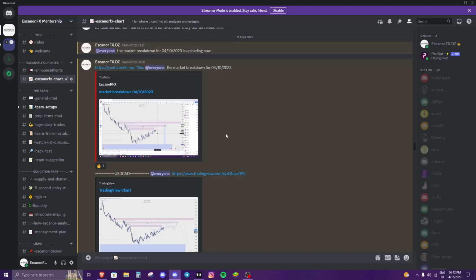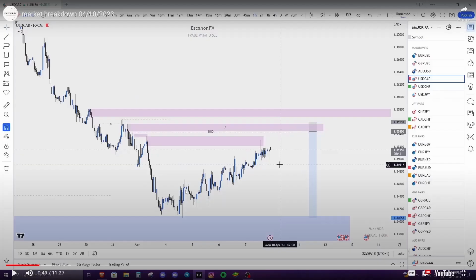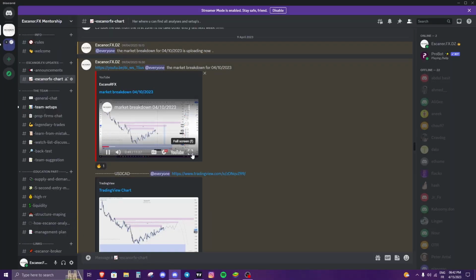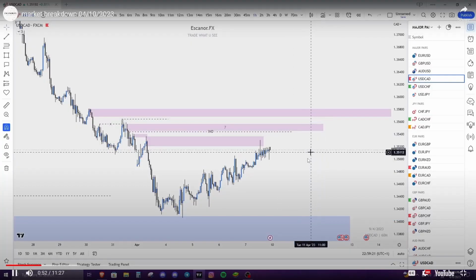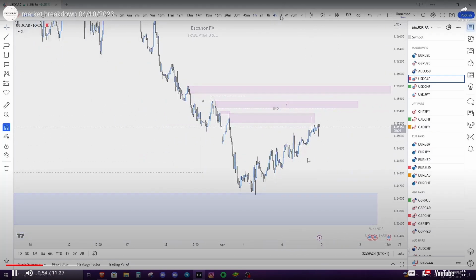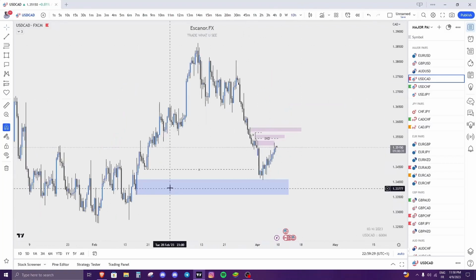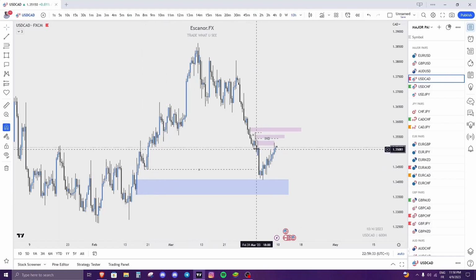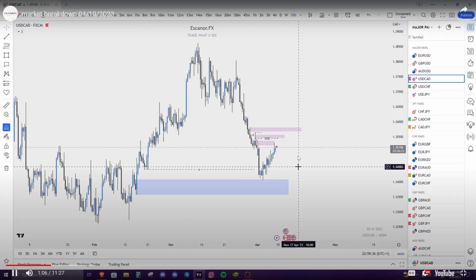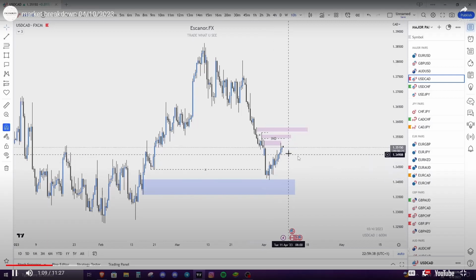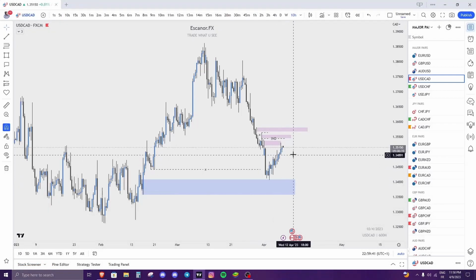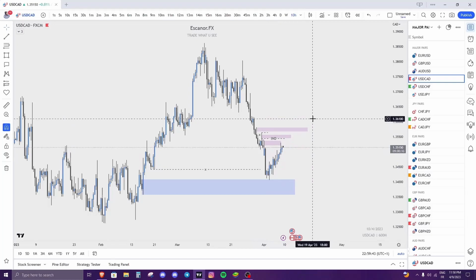So for USD CAD, this is the breakdown from the 4th of April to the 10th of April in the Discord community. So let's go aggressive. Let me delete that. For USD CAD on the daily time frame, or the 10 hour, we have a clear demand and liquidity that swept from here, but we didn't get a nice reaction to the upside. Look how the reaction looks like a retracement.